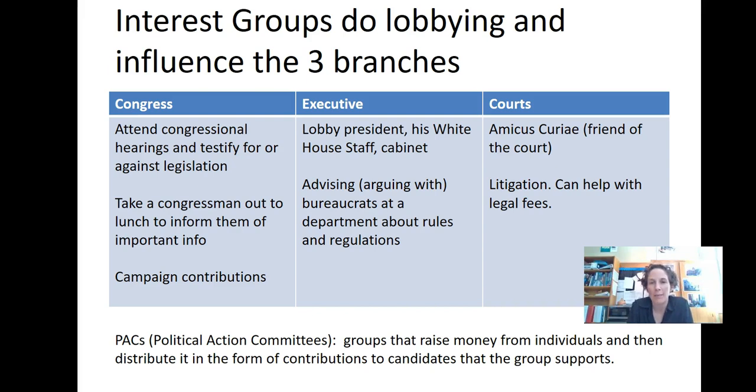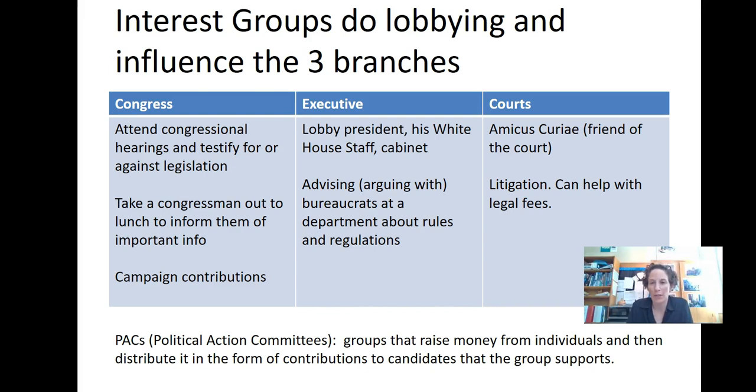Another way that interest groups can get involved with the judicial branch is through litigation. So an interest group might have the money to pay the legal fees for somebody who's got a lawsuit, and that lawsuit might lead to a court ruling that affects that interest group. So we saw a lot of this in the 50s and 60s. The NAACP was an interest group that was able to help with litigation for a lot of individuals dealing with civil rights cases.